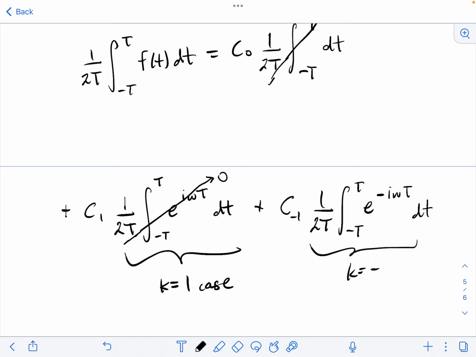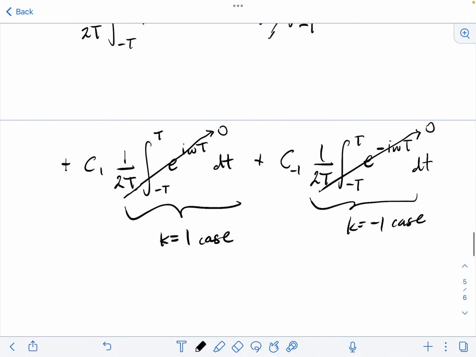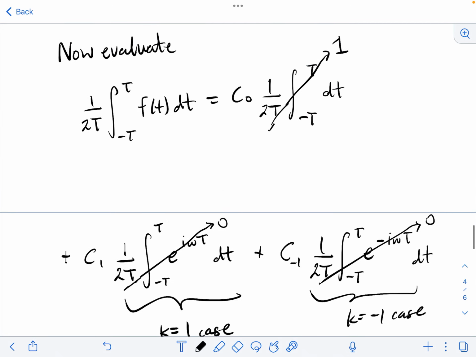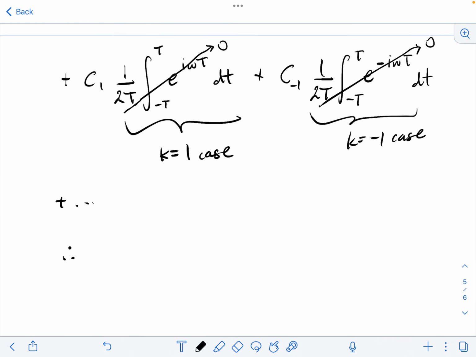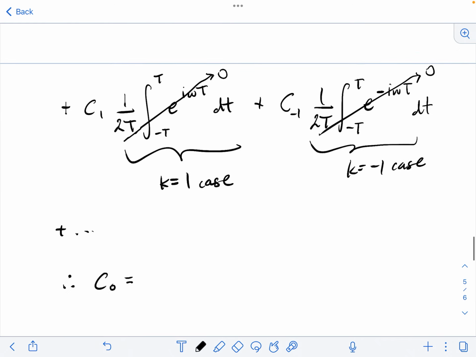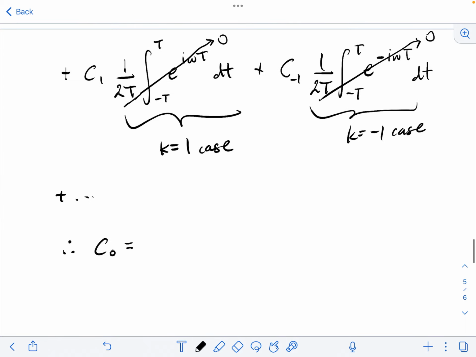So it's a non-zero integer, and that goes to 0. We would keep going and find the k equals 2 case would be 0, the k equals minus 2 case would be 0, and all of the terms would be equal to 0, so that finally what we end up with is just c_0 equals 1 over 2T, the integral from minus T to T of f of t dt.